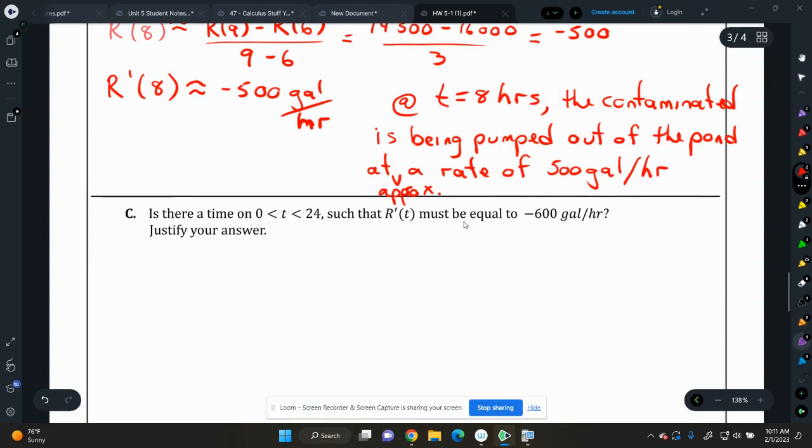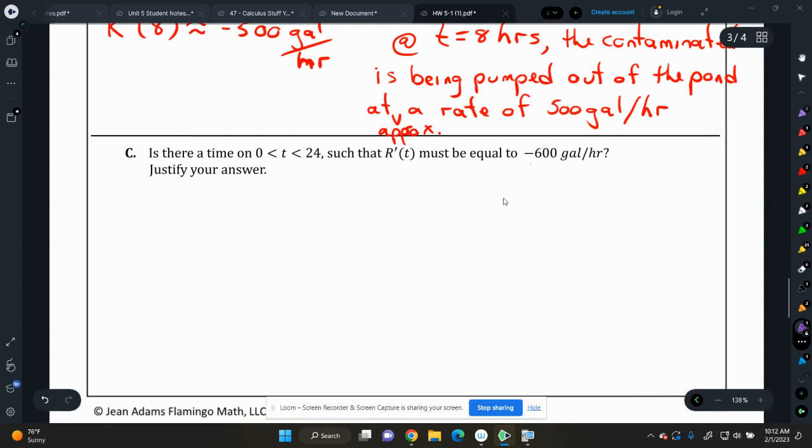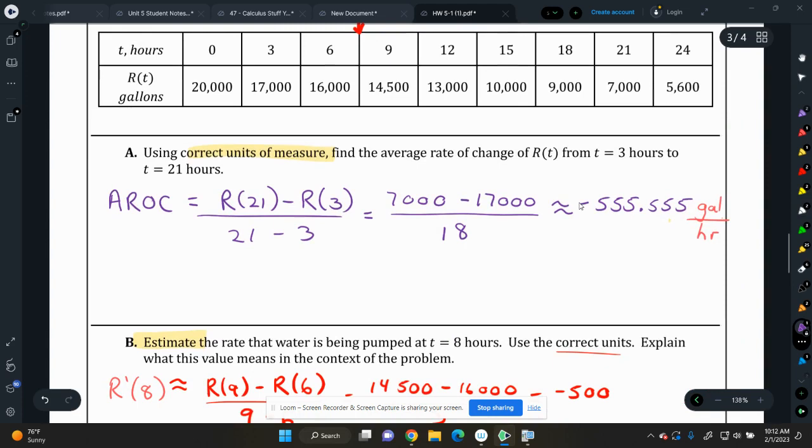Good job, Kaylee. So we know we're looking to see if there's a point where r prime of t is negative 600. So that means I already know at t equals 8 that r prime of t is negative 500, right? So if I can find an r prime where, what am I looking for? Less than negative 600. So if I can find an r prime where it's less than negative 600, right?